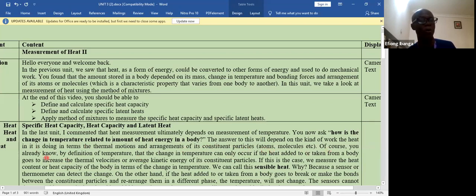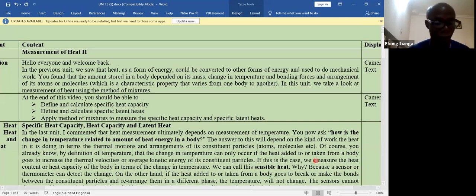Now, of course, you know already that by definition of temperature, the change in temperature can only occur if heat added to or taken from a body goes to increase or decrease, if you like, thermal velocities or average kinetic energy of its constituent particles. That is the definition of temperature. We said temperature is a measure of the average kinetic energy of the atoms, molecules, and so on of a body. Now, if this is the case, we measure heat content or heat capacity of a body in terms of the change in temperature. So we can do that, okay? We can measure. That's what it means.